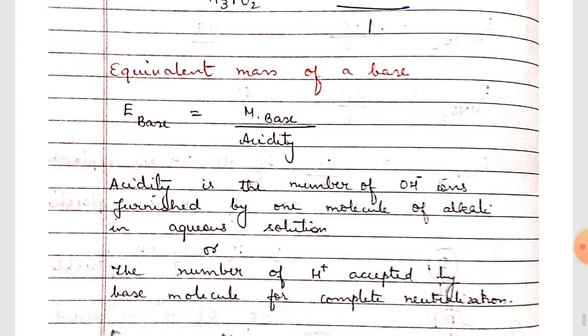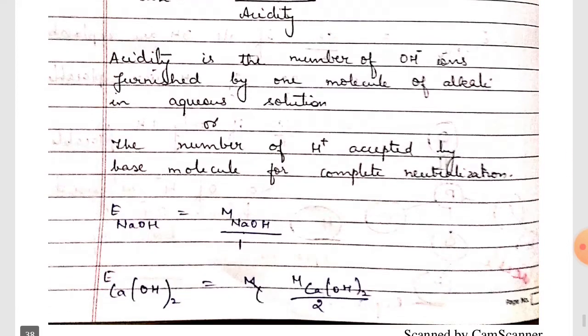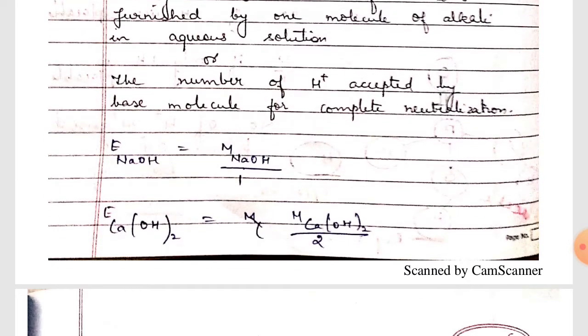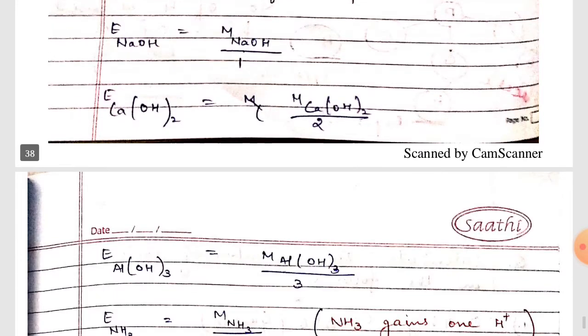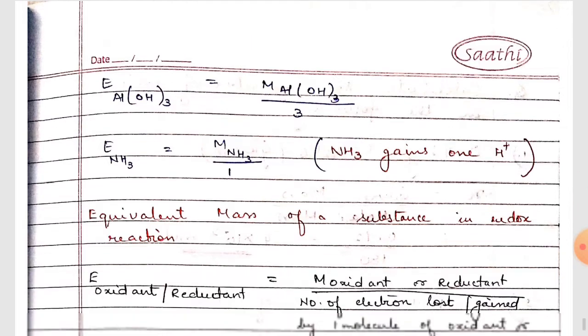Now equivalent mass of a base. Equivalent mass of a base is molecular mass of base upon acidity. For a base, acidity is the term, that is the number of OH minus ions furnished by 1 mole of alkali, or it is the number of H plus accepted by the base. So equivalent mass of NaOH is molecular mass of NaOH by 1. Equivalent mass of calcium hydroxide is molecular mass of calcium hydroxide divided by 2, because it can release 2 OH minus. Aluminum hydroxide can release 3. So molecular mass of aluminum hydroxide divided by 3.